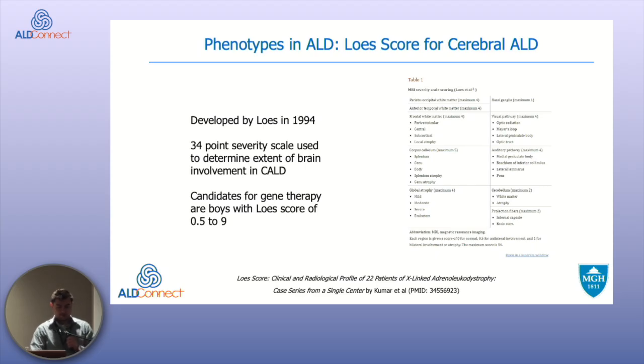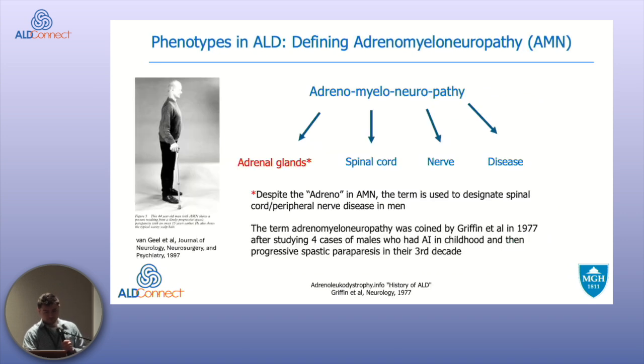Okay, switching over to AMN. So if you break down the word AMN, or adrenomyeloneuropathy, adreno again means adrenal glands, myelo means spinal cord, neuro means nerve, and pathology is disease. The caveat here is that when we say AMN, we're not referring to adrenal gland disease. The term was originally coined in 1977 when Griffin's group was studying 4 males that had adrenal insufficiency in childhood and then developed AMN in their 3rd decade. But when we say AMN, we're referring to the spinal cord and peripheral nerve version of the disease. Sometimes confusing there.